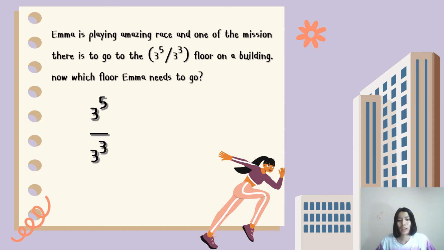Let us apply the law number 5 in the problem. Since the numerator and the denominator have the same base, we just need to copy the base and then subtract the exponent of the denominator from the exponent of the numerator. So the equation will become 3 raised to the power of 5 minus 3 is equal to 3 raised to the power of 2. Therefore, the answer is 9. So Emma should go to the 9th floor of the building.